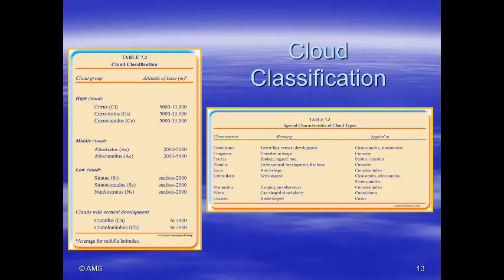Table 7.2 shows the cloud classification based on cloud groups and the altitude of the cloud base. And Table 7.3 shows some special characteristics of cloud type. So for example, you notice we have these anvil-shaped clouds, and these are cumulonimbus clouds.